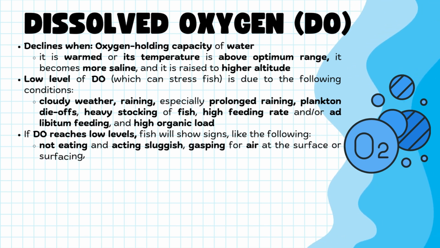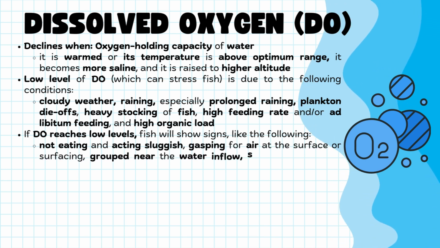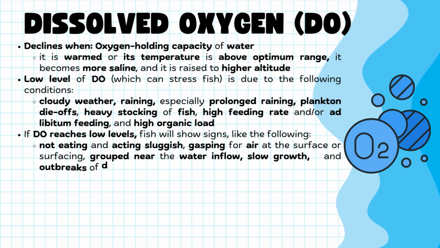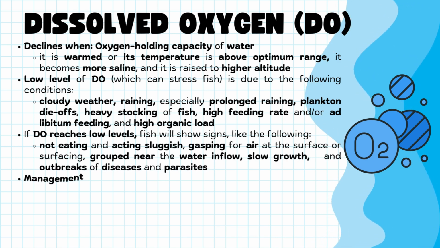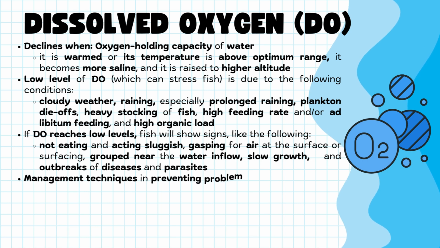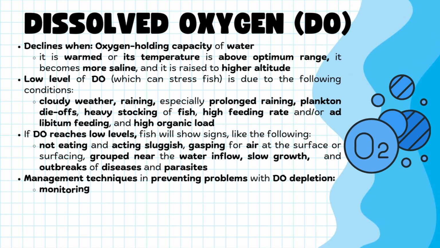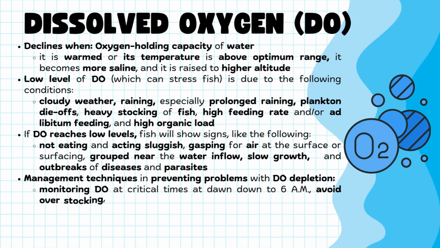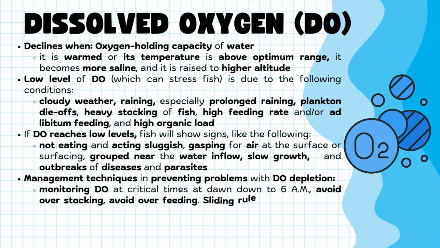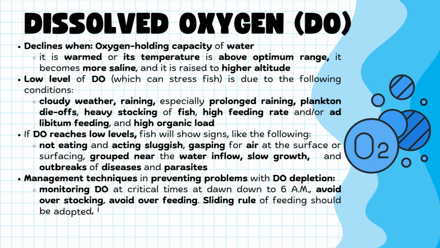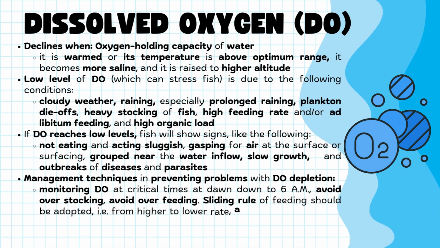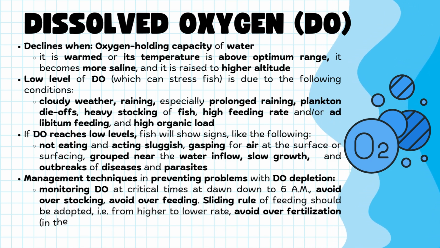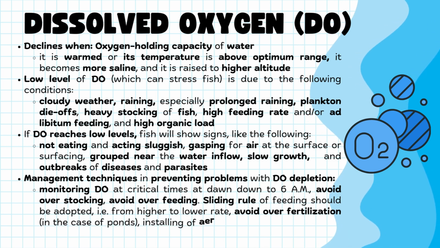Cloudy or prolonged rainy weather may result in less sunlight, which reduces photosynthesis. Another one is plankton die-offs. Decomposing plankton consume oxygen. Another one is heavy stocking and overfeeding. It increases oxygen demand. And high organic load. Decomposition of high organic loads depletes oxygen.